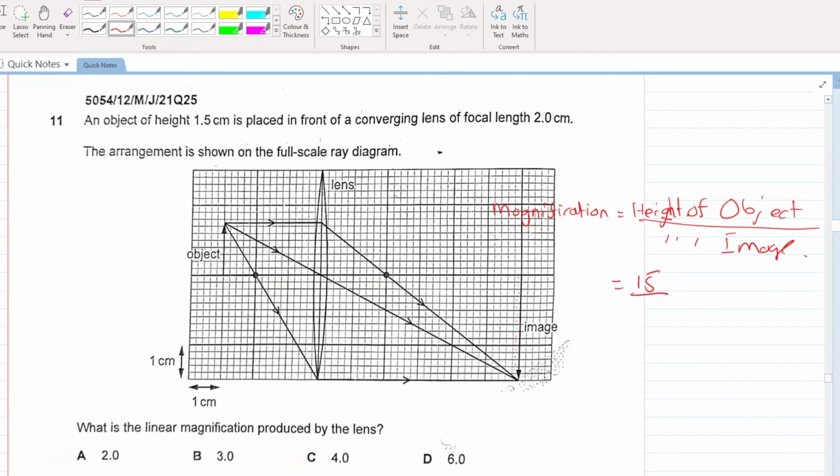Sorry, what have I written here? For linear magnification, you will do height of image divided by the height of object. Really sorry for the previous few seconds. Okay, so the image has a height of 15 boxes. What will be the height of the object? 1, 2, 3, 4, 5, 6, 7, 7.5. Divided by 7.5, your linear magnification is 2. A is your answer.